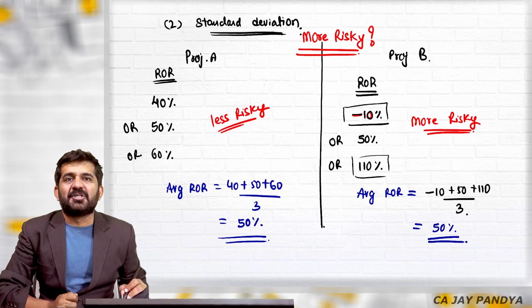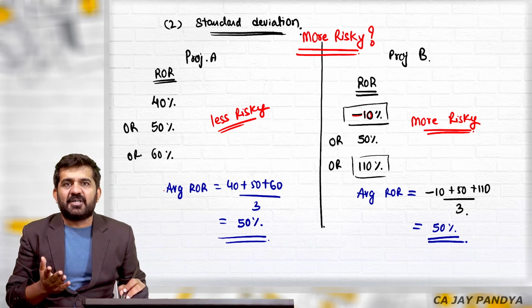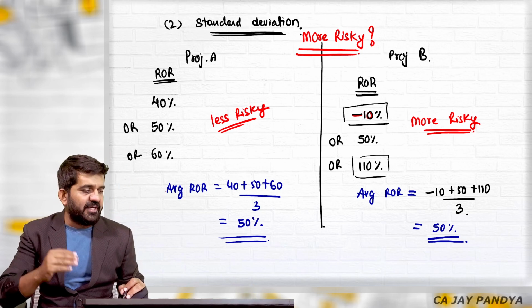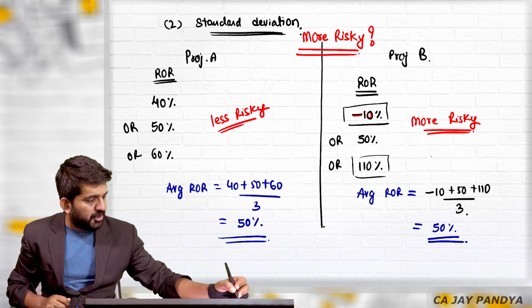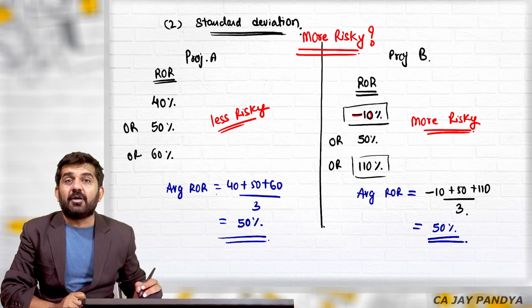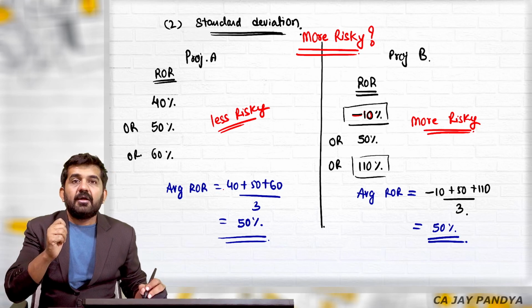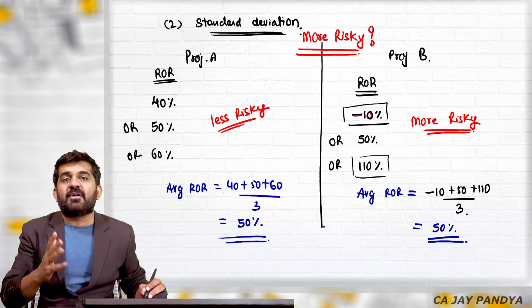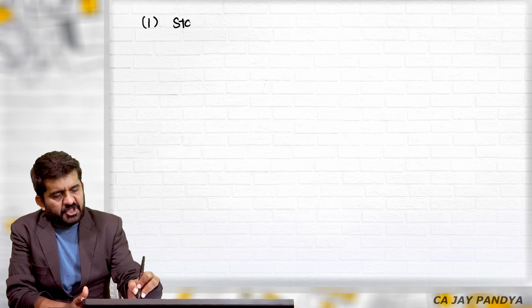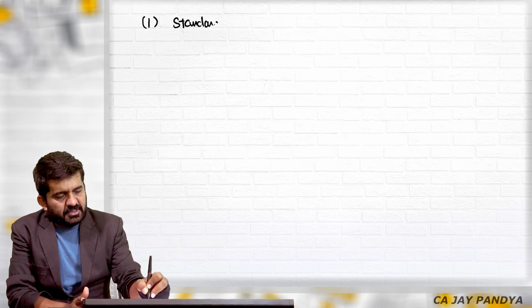Sir, here the figures were very simple. 50%, 50%. One was having deviation, another was also having a big deviation, and so we decided that project B is more risky. Can we measure it perfectly? The answer is yes. The best measure of deviation, try to understand. The best measure for deviation is standard deviation.